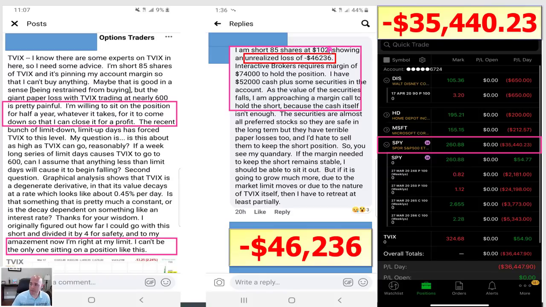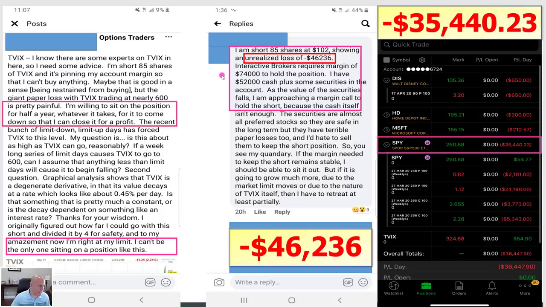What if the market just keeps on dropping, and TVIX goes higher? What are they going to do? Going to eat the loss? I mean, "Interactive Brokers requires margin of $74,000 to hold the position. I have $52,000 in cash plus some securities in the account." And you're down $46,000. Think about that for a second.